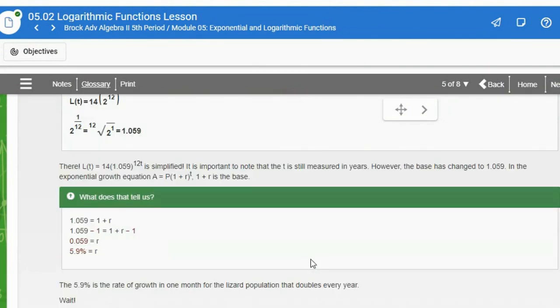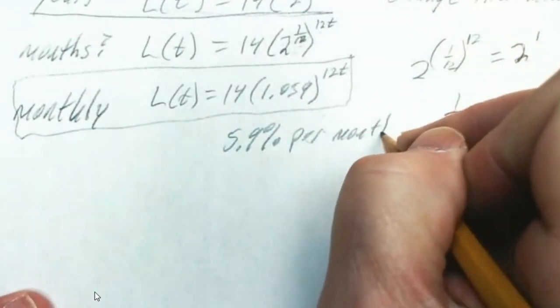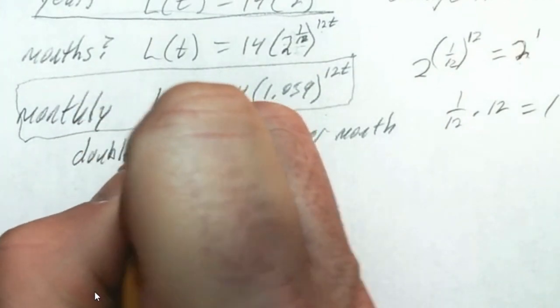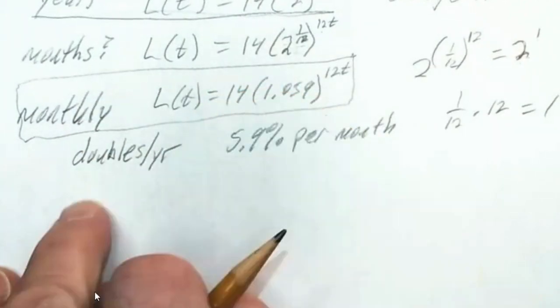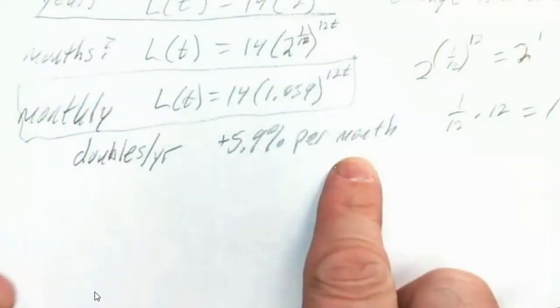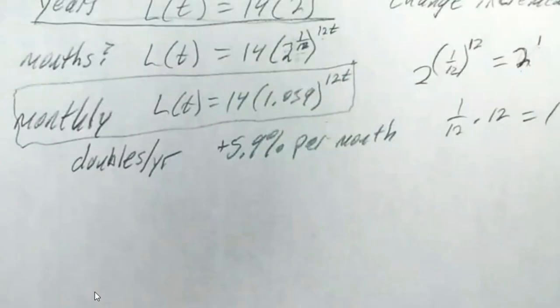What does that tell us? Tells us the growth rate, right? 5.9% per month. Doubles per year. Doubles every year, but 5.9% per month. That's what we did. We changed the increments from how much does it change per month compared to how much does it change in a year.